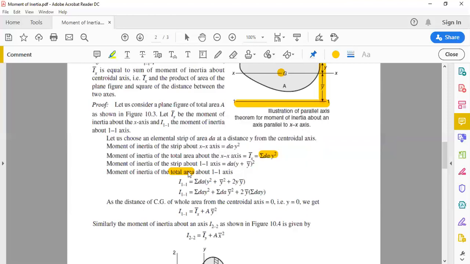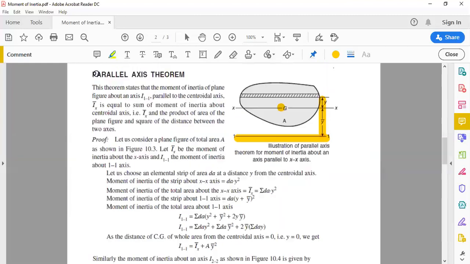It is very simple, the only thing is we need to remember the steps. This parallel axis theorem is basically applied to calculate the moment of inertia about any axis parallel to the centroidal axis. I repeat, the parallel axis theorem is basically used to calculate the moment of inertia about any axis which is parallel to the centroidal axis.